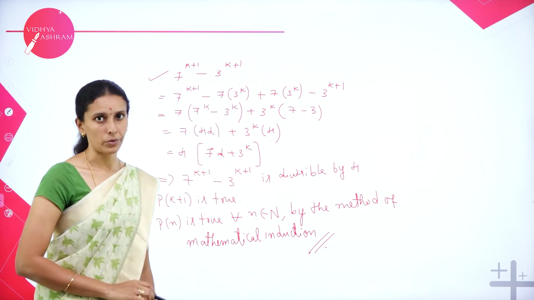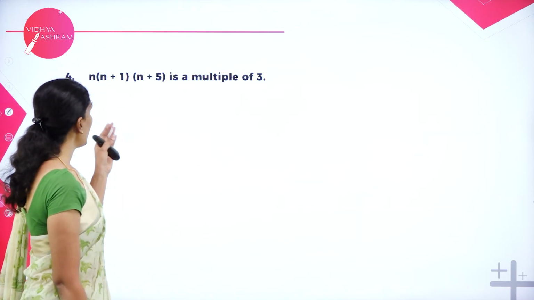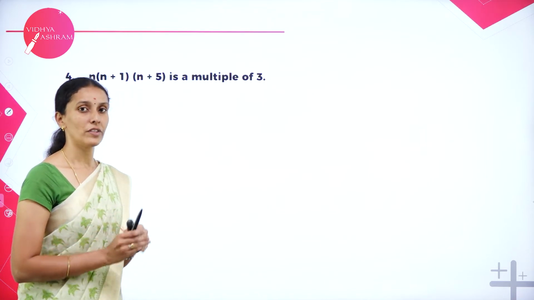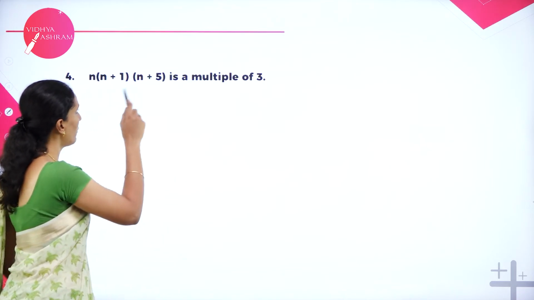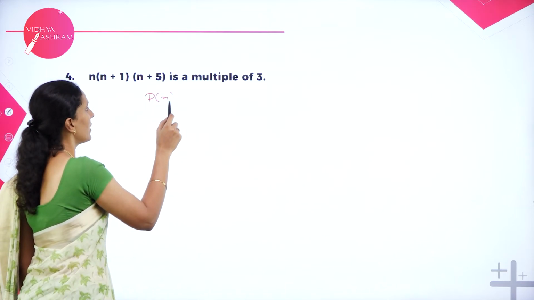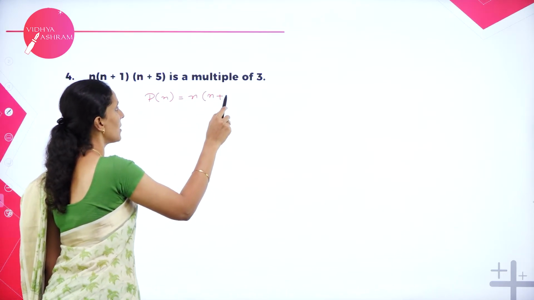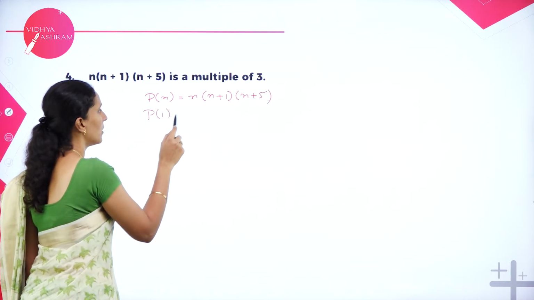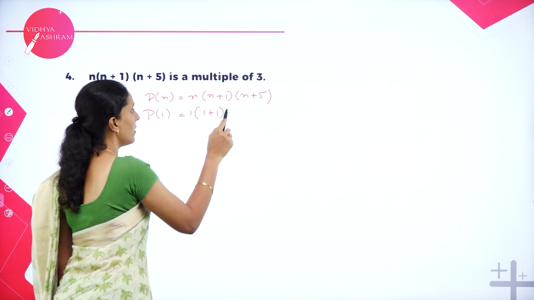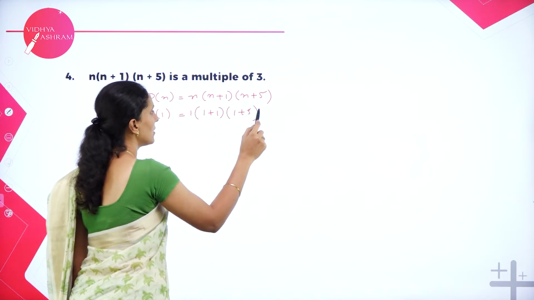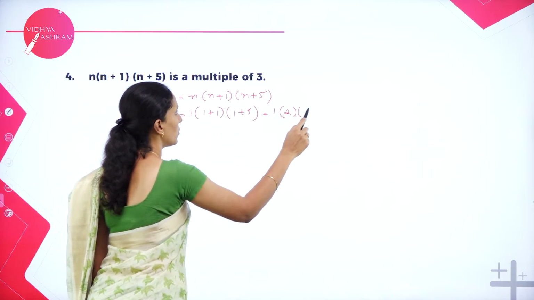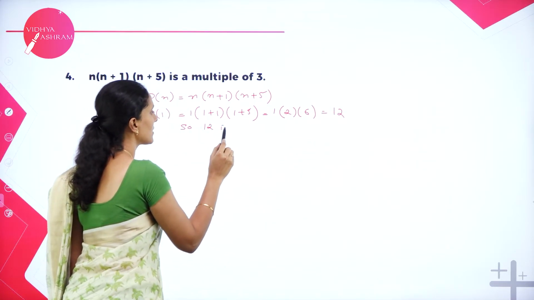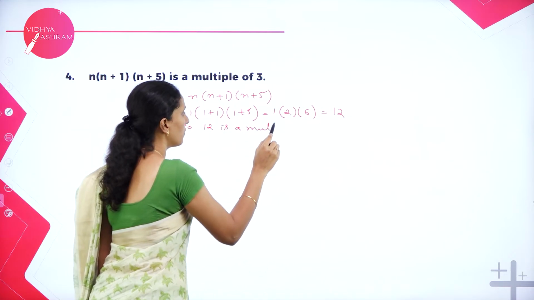Hence, we have proved. Next one, we have n(n + 1)(n + 5) is a multiple of 3. If any number is a multiple of 3, there must be a factor to it. So first let us take P(n) equal to n(n + 1)(n + 5). Let's check for P(1). So 1 into (1 + 1)(1 + 5). So it is 1 into 2 into 6, which is 12. So 12 is a multiple of 3.